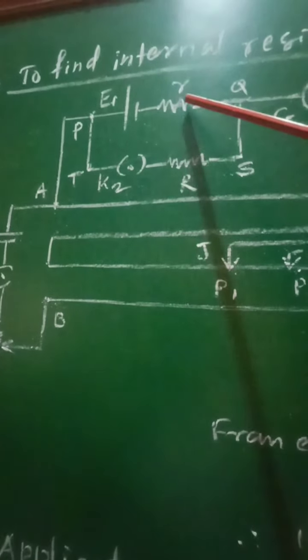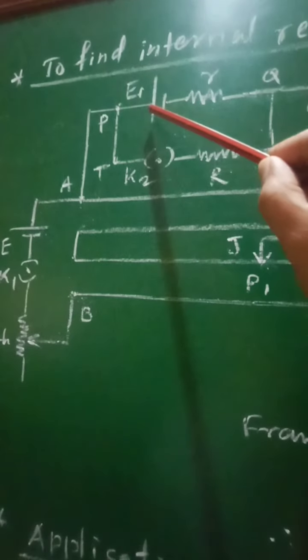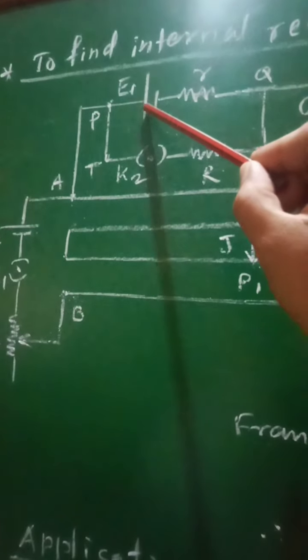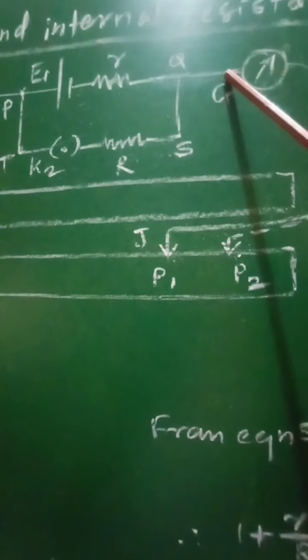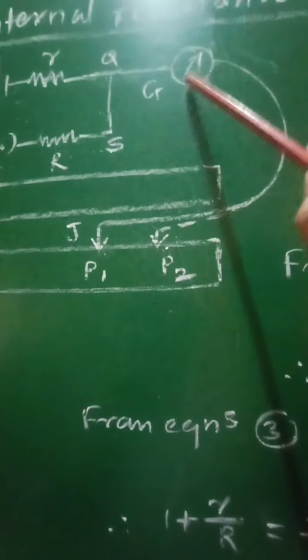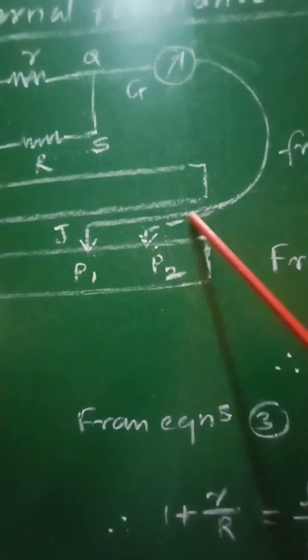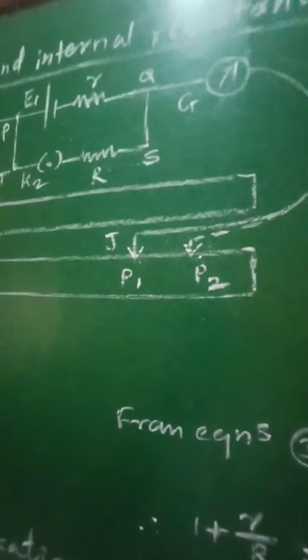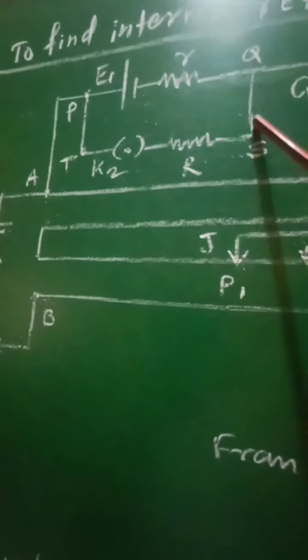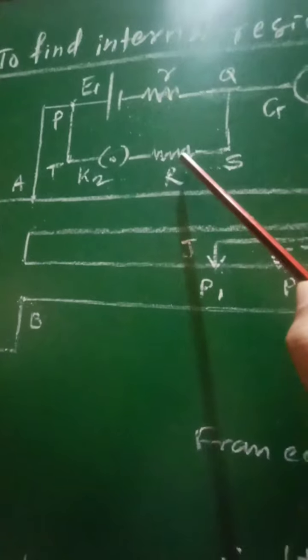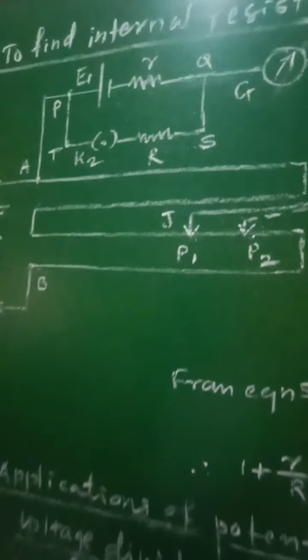Similarly, the cell of EMF E1, whose internal resistance r is to be determined, is connected such that the positive terminal of cell E1 is connected to terminal A and negative terminal of cell E1 is connected to one of the terminals of the galvanometer. The other terminal of the galvanometer is connected to jockey J. Then a resistance box is connected along with key K2 across the cell of EMF E1. So this R represents the resistance box. So this will be the construction.